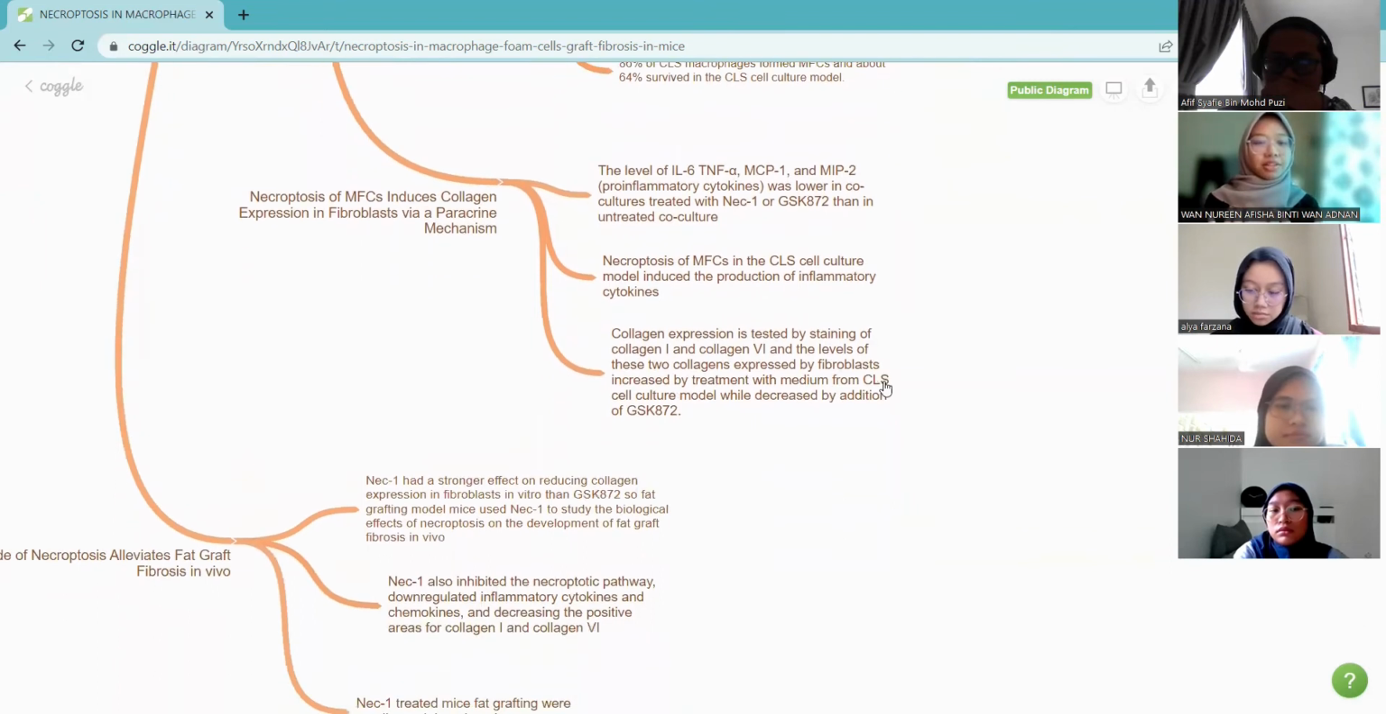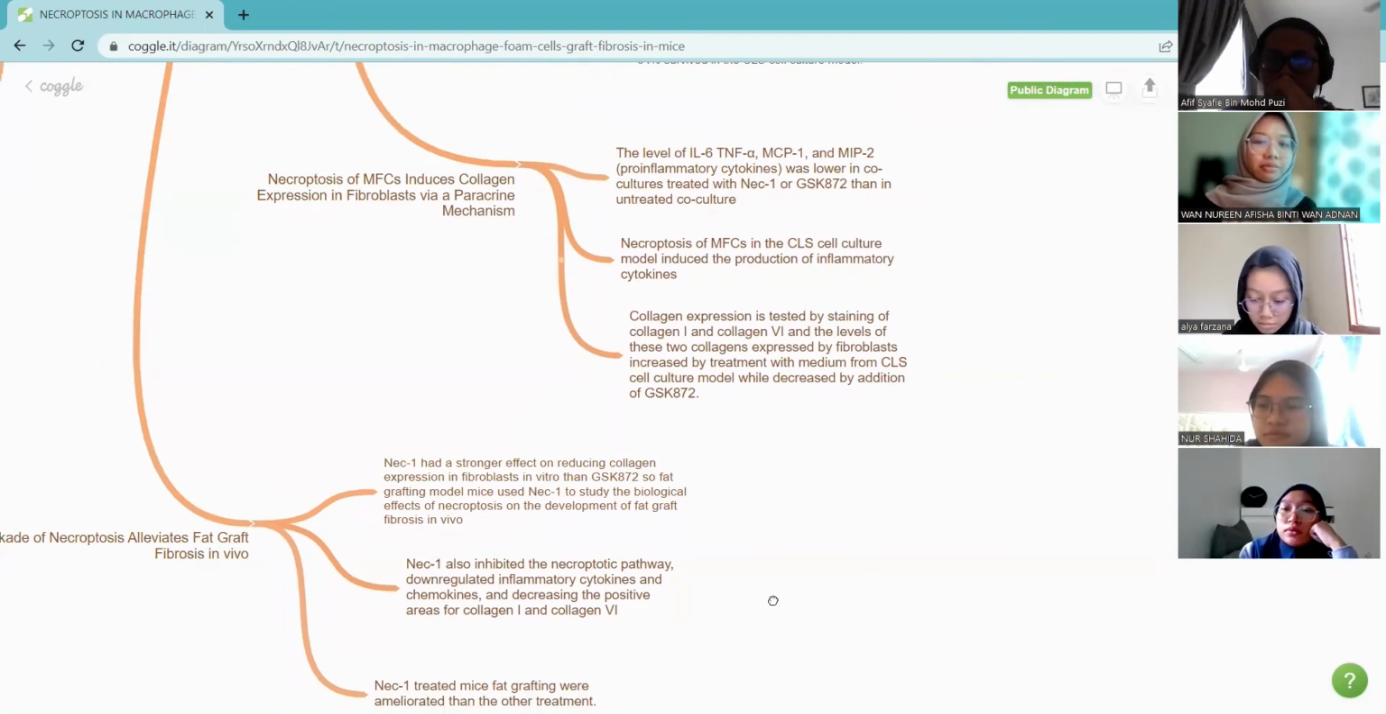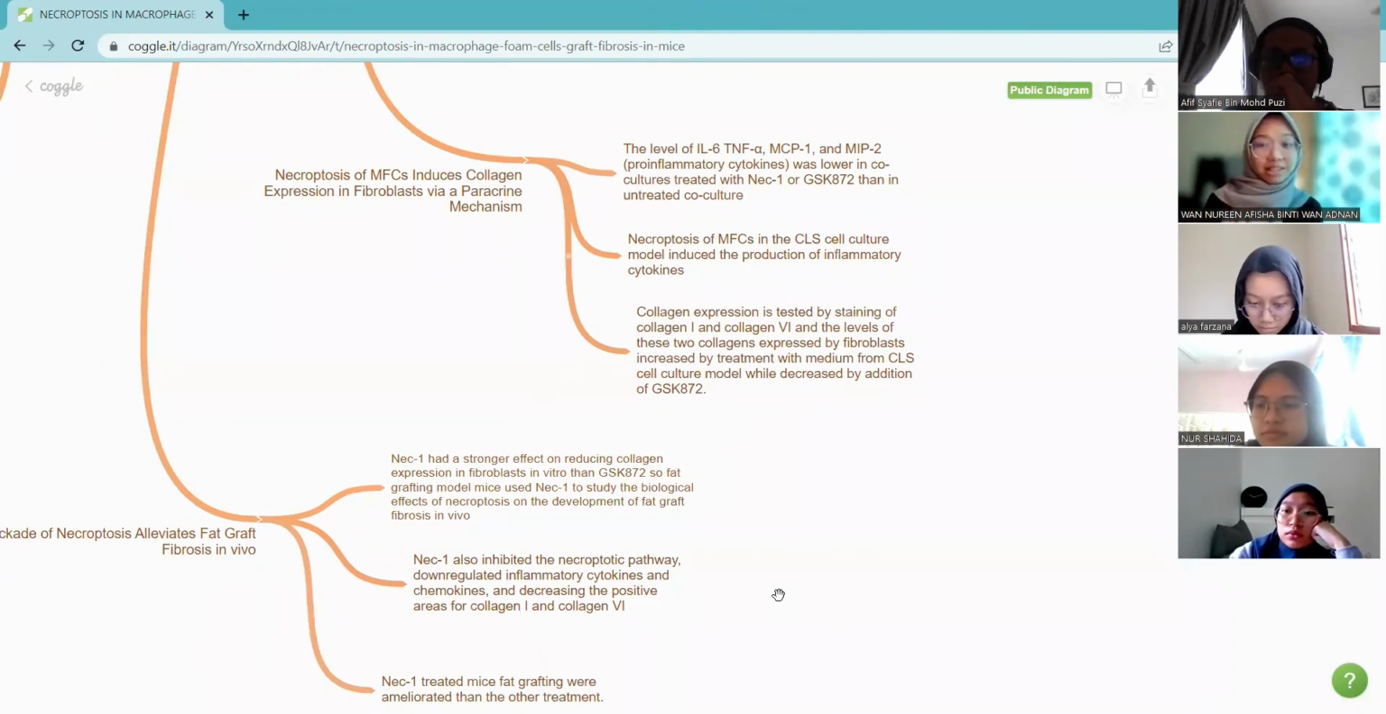Next, necroptosis of MFCs induces collagen expression in fibroblasts via a paracrine mechanism. So the levels of IL-6, TNF-alpha, MCP-1, and MIP-2, these are the pro-inflammatory cytokines, were lower in co-cultures treated with NEC-1 or GSK-872 than in the untreated co-culture. So the necroptosis of MFCs in the CLS cell culture model induced the production of cytokines. Since we use the inhibitor, we reduce the occurrence of necroptosis and then actually decrease the production of inflammatory cytokines.